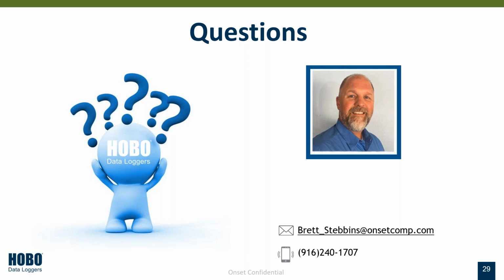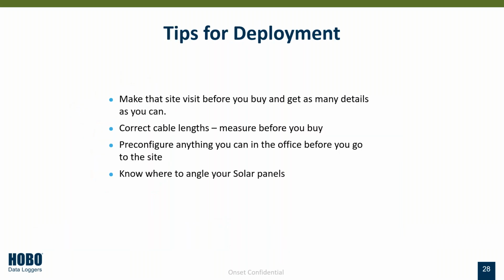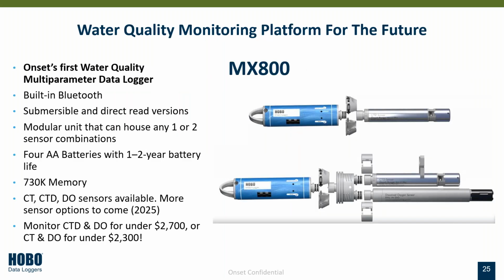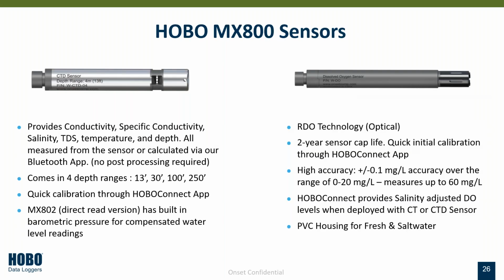Can we revisit the slide with the water quality probe and what sort of calibration related maintenance is expected? Yeah, go back to this one right here. The next one, if you don't mind, Brett. So the MX800, right now we have a CT sensor, which is conductivity and temperature. We have a CTD sensor, conductivity, temperature, and depth, and then dissolved oxygen.